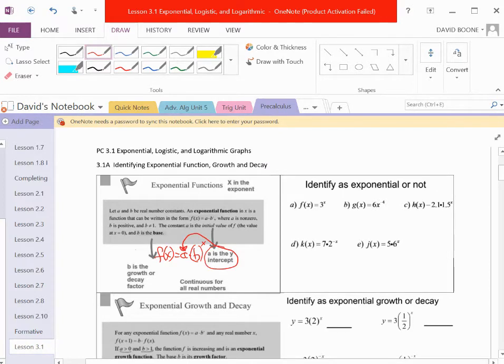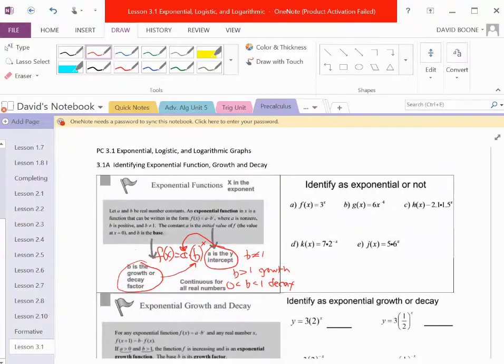That'll tell you where it crosses the y-axis. The b value is either a growth or a decay factor. What you may remember is that if that b value is greater than 1, it is growth. And if that b value is between 0 and 1, it is decay. That's some basic advanced algebra material you would have had in the past. We'll also say that b can't be 1, because if it's 1, you won't have growth or decay at all. It'll just be a line.